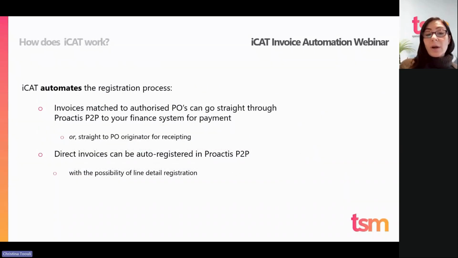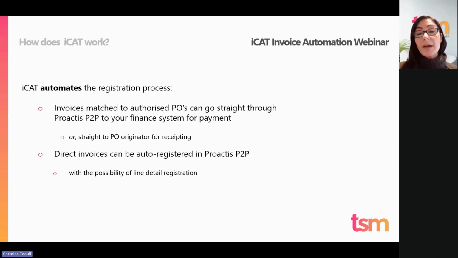So how does it actually work? iCAT automates the registration process of invoices. So currently, if you have Proactis, I know our audience has Proactis here, where you have Proactis, your AP team are registering invoices manually. So they're taking an invoice from a supplier. It may have been scanned, it may have been emailed, whichever method it comes into the business, that's fine.